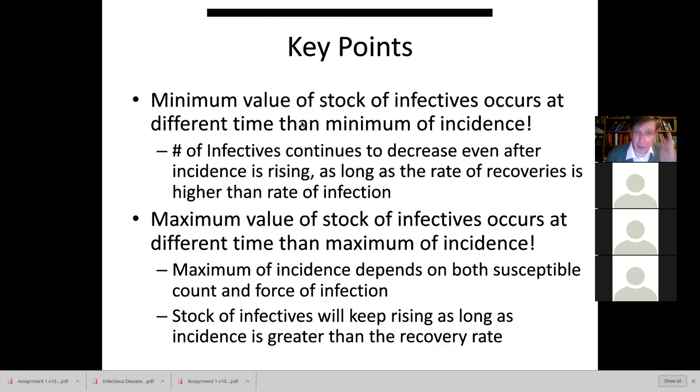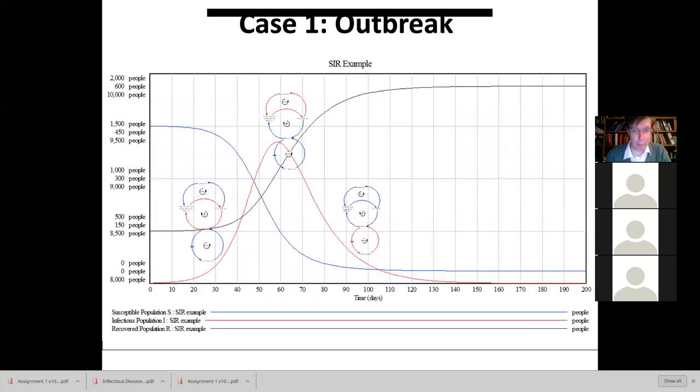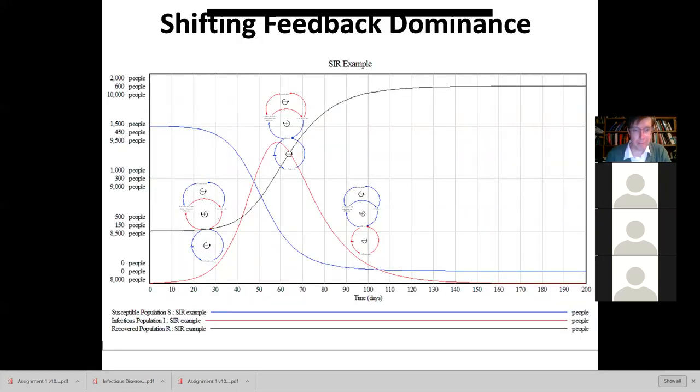And conversely, the minimum value of the stock of infectives is occurring at a different time than the minimum of incidence. The number of infectives will continue to decrease, even if incidence is rising later, as long as the rate of recoveries is higher than the rate of infection. This is actually not so relevant in this case, but will be very, very relevant in the case of an open population where people are coming in.